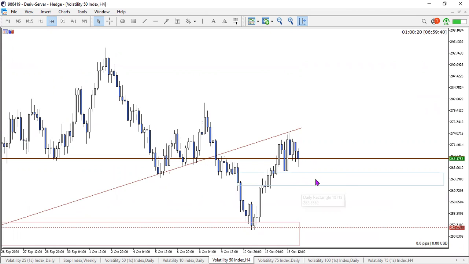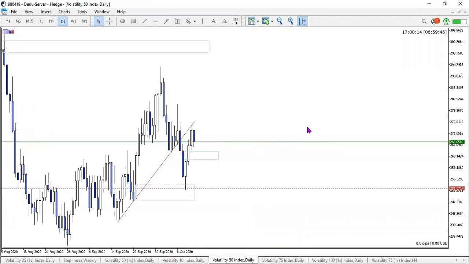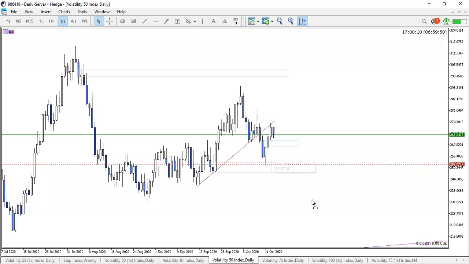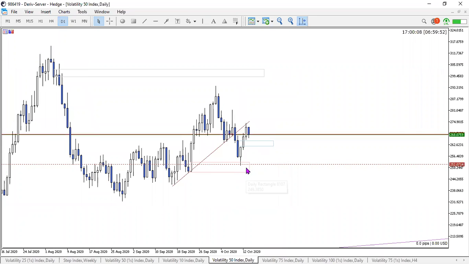So we could see a tap down into this blue zone that I highlighted on the daily chart before we see it push back to the upside again, right? That is very possible at the moment. Another thing that is possible is price can pull back to retest this pink zone in here as well before pushing back to the upside. But I highly doubt that could happen.